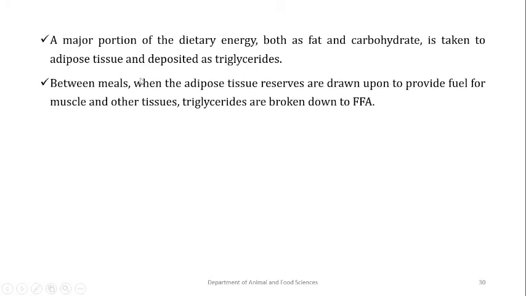So a major portion of the dietary energy, both as fat and carbohydrates, is taken to adipose tissue and deposited as triglycerides. And between meals, the adipose tissue reserves are drawn upon to provide fuel for muscle and other tissues, and triglycerides are broken down to free fatty acids. When we need energy, these triglycerides are broken down to free fatty acids, and through the beta oxidation process, one can produce energy.